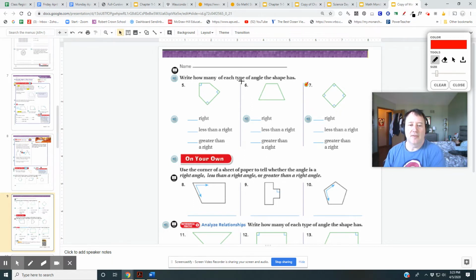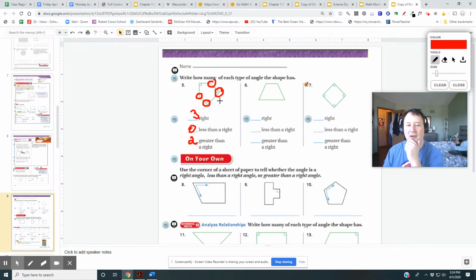Write how many of each type of angle the shape has. So this one, whenever you see this square, that means it's a right angle. So this one has 1, 2, 3 right angles. And then I have to look here and here. So less than a right would be 0, greater than a right would be 2.